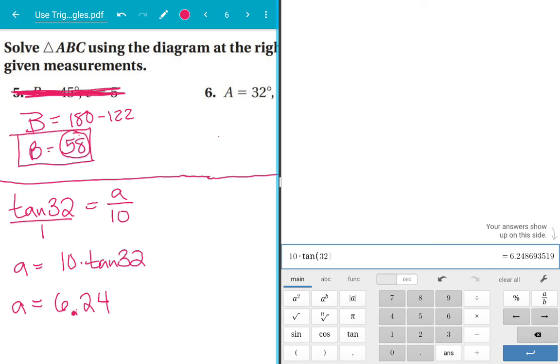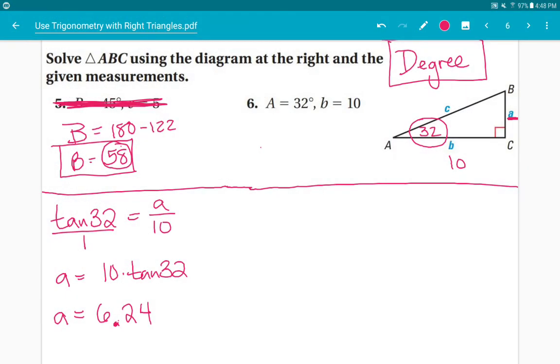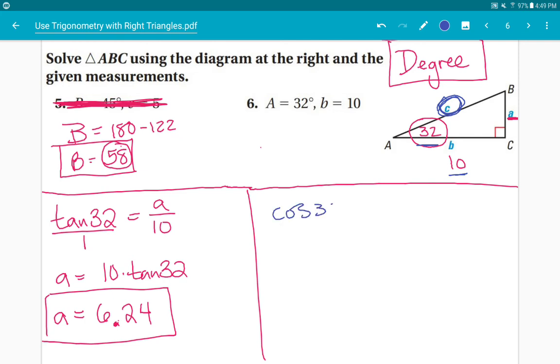Okay, so now we go back to our image here. Now I found A, now let's do the second part. I want to find B. I mean, sorry, not B, C. My mistake. Okay, I have B. I want to find C. To find C, if I'm using the 10 and the 32, what ratio do I have? Well, I have the angle, I have the adjacent side, and I want to find the hypotenuse. So that's going to be the cosine of 32 is equal to 10 over C.